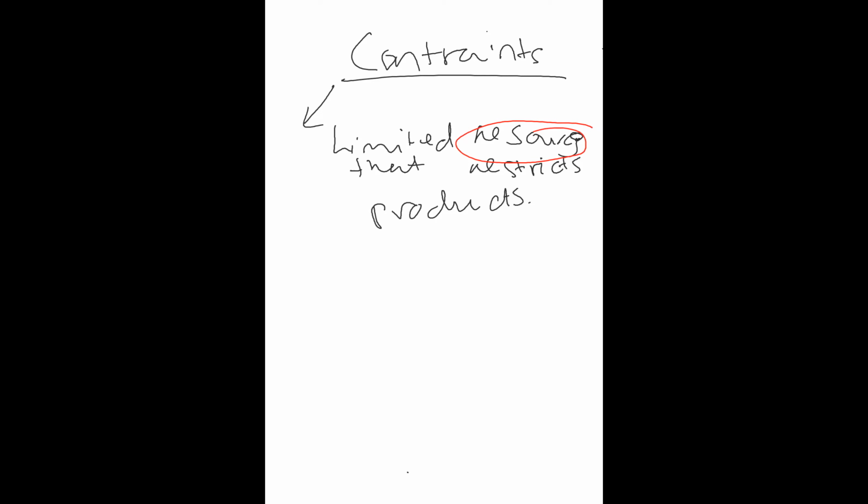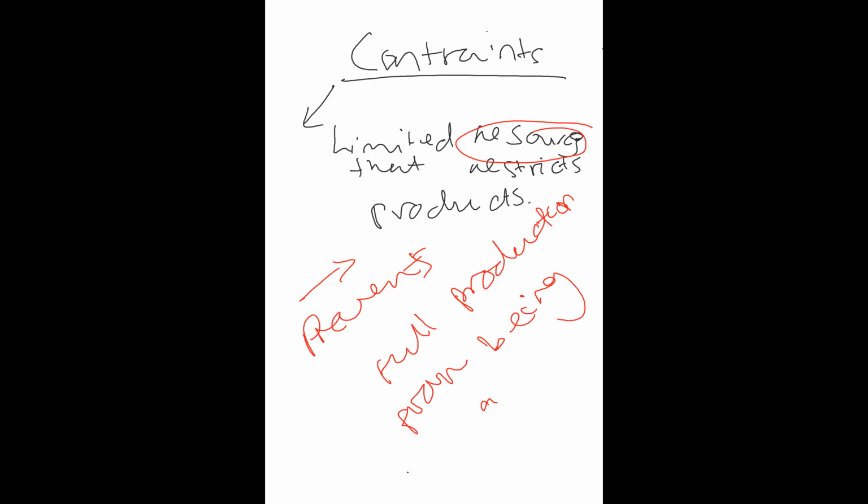Okay, so the reason why we've got constraints is because it prevents the full production from being achieved. I'm sorry, my handwriting is getting worse.